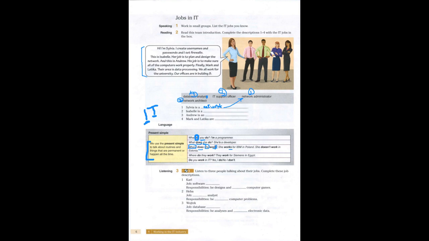For IBM in Poland. IBM, I think you all know IBM. This is a huge computer company. She doesn't work in Estonia. This is a sentence, but it is a negative sentence. So sentences can be either positive or negative. This sentence is negative. There is negation, not. She does not. So if you want to change a sentence in the present simple from positive to negative, you simply add not.